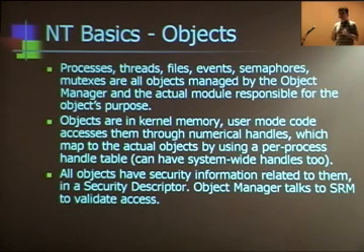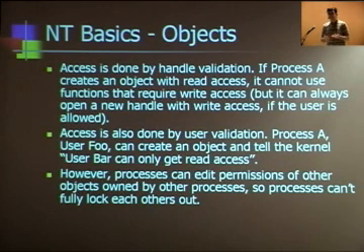Additionally, all objects have security information, which is stored in something called a security descriptor. And the object manager is going to talk to the security reference monitor and validate security. So access to objects is done by 2 methods. One of them is handle validation. So process A can create an object like a file with read access, and that gives it a handle, and that handle is for read access. So if it tries to write to the file, NT is going to tell it, this file is open for read access, you need to open it for write access.